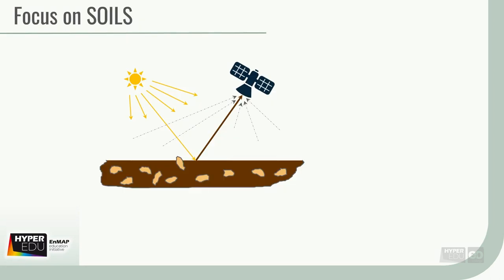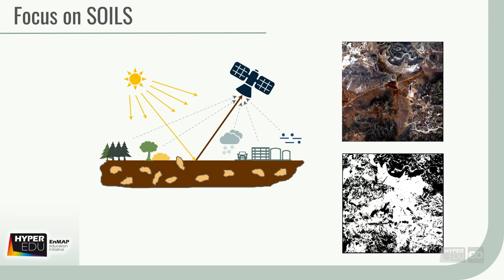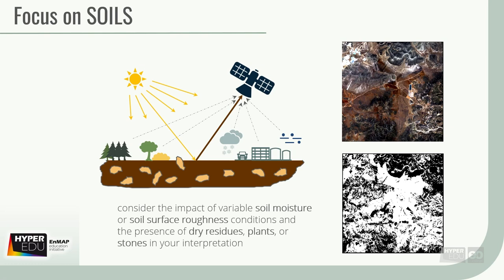Last but not least, keep in mind that hyperspectral instruments only observe the very top of the surface. If the soil you want to study is covered by whatever, your analyses are likely to fail. Most soil retrieval algorithms require the provision of bare and dry soil-dominated spectra, so mask any others with the algorithm of your choice. Please do not forget to consider the impact of variable soil moisture or soil surface roughness conditions, along with the presence of dry residues, plants, or stones in your interpretation.